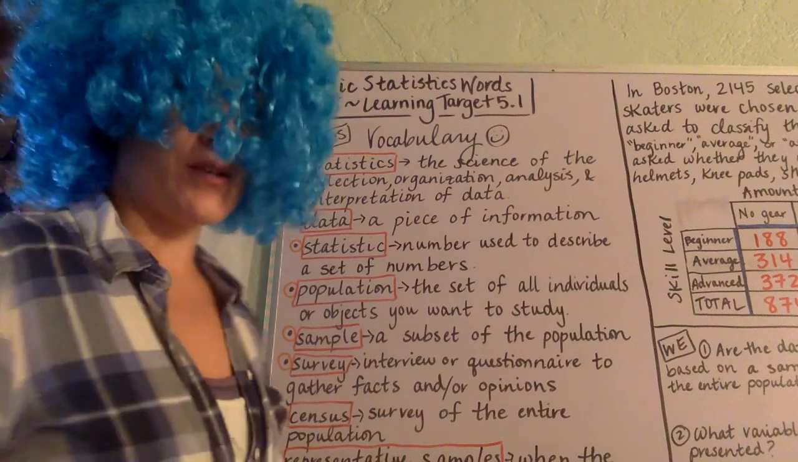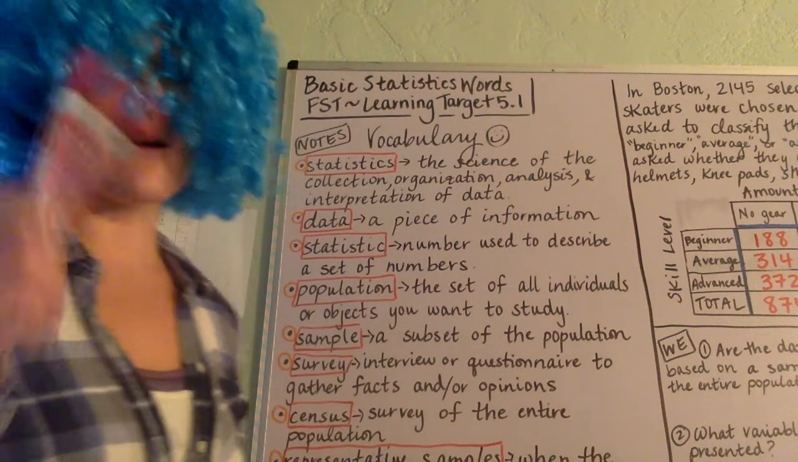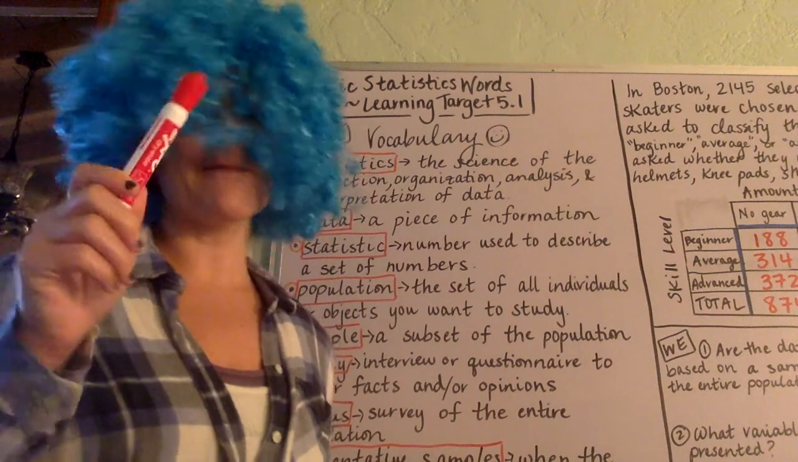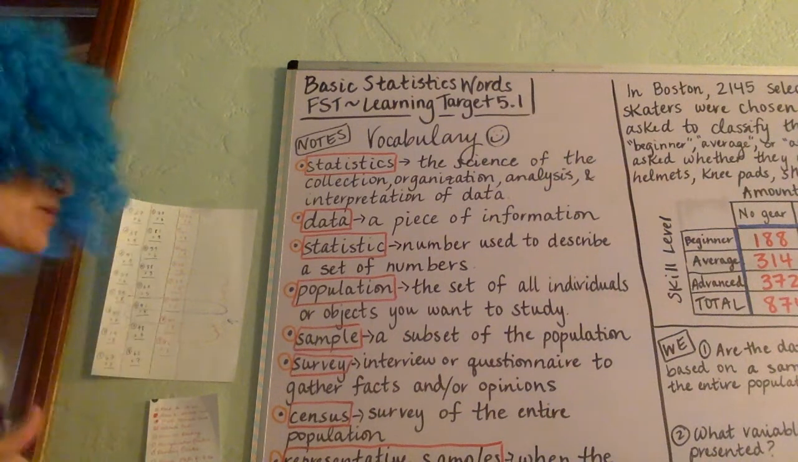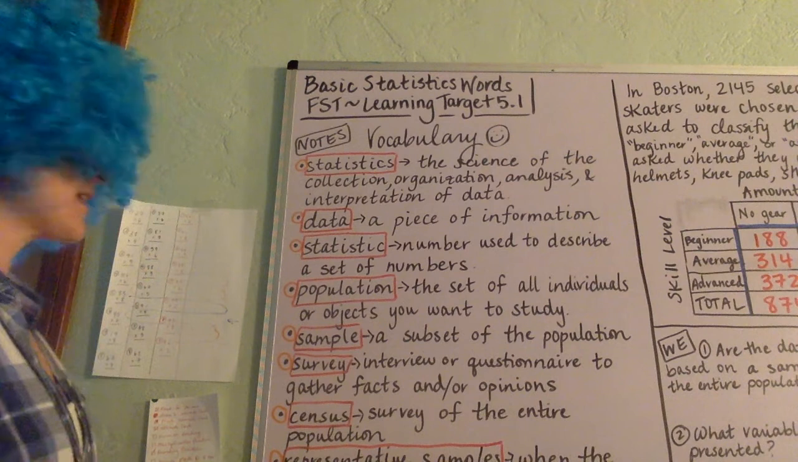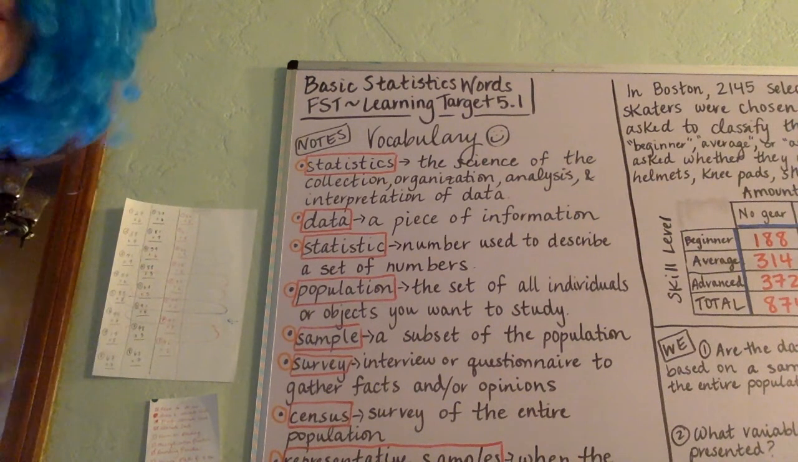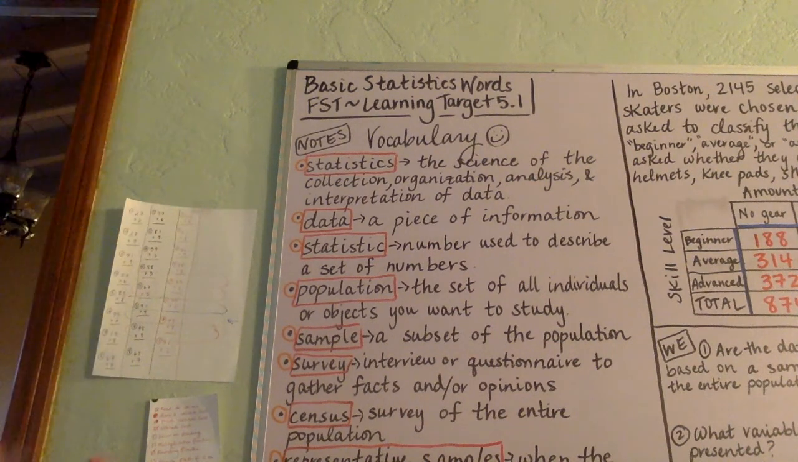We are into basic statistics words in our FST. We're done with the F, and so now we're moving on to the S, the statistics portion of the course. We're just starting off slowly with a lot of vocabulary. So you might want to pause it for a moment to make sure you get all of this down. But here we go.